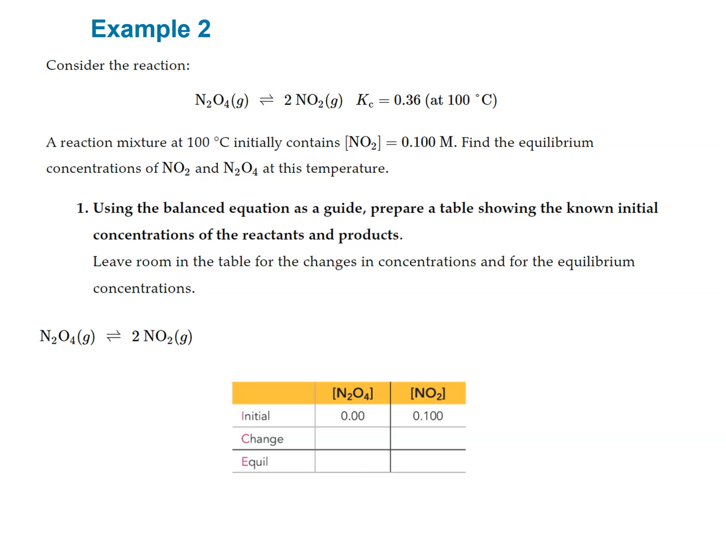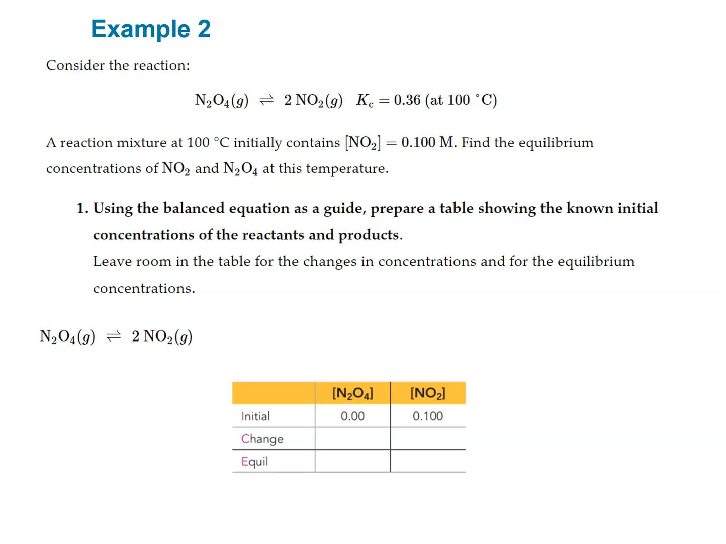So, all that aside, let's go ahead and double back and do another example. So for N2O4 gas decomposing to 2 equivalents of nitrogen dioxide gas, we have an equilibrium constant of 0.36 at 100 degrees Celsius.